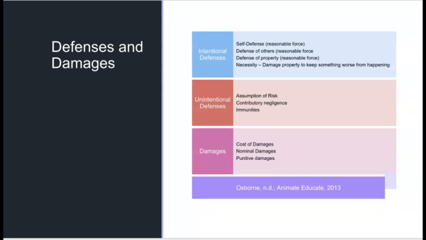There are defenses that can be made after a tort claim is made. In regard to intentional tort claims, a school employee can claim self-defense, defense of others, defense of property, or necessity. The key in the first three is that the defense action must be a reasonable action for the situation and use a reasonable amount of force. Unintentional defenses include assumption of risk, contributory negligence, and immunities provided by state law.